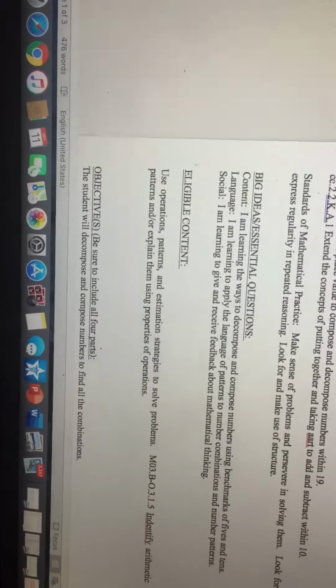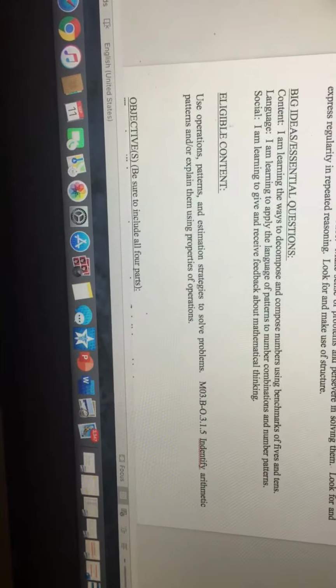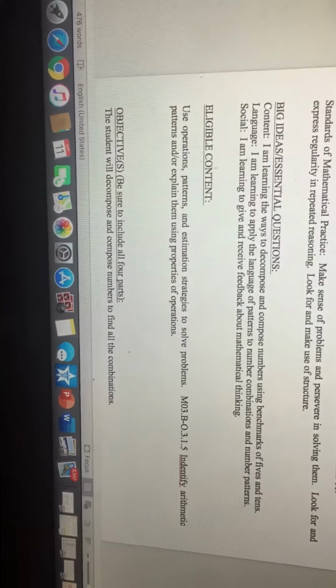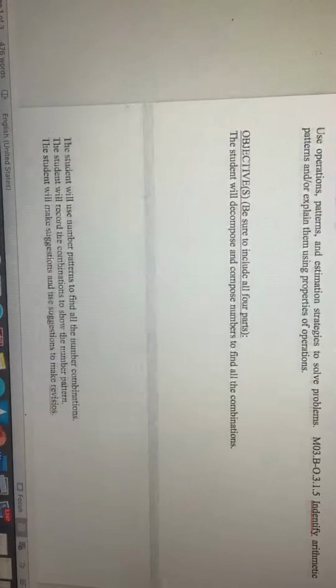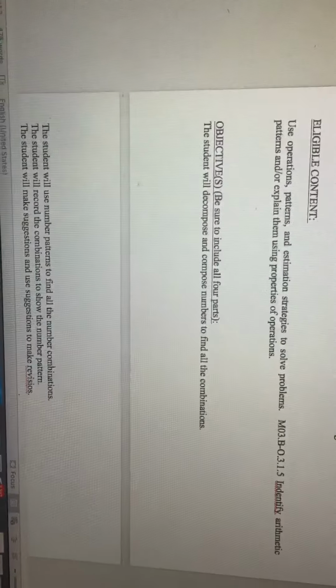Also, I noticed that there's a grammatical error there. I like the big ideas, and the big ideas are present, but the essential questions are not. The eligible content has a grammatical error as well, but it's also correct. They're going to be using operations, patterns, and problem solving.